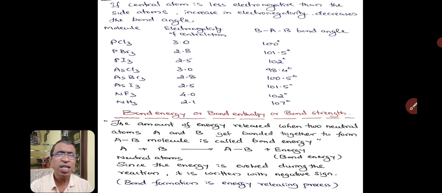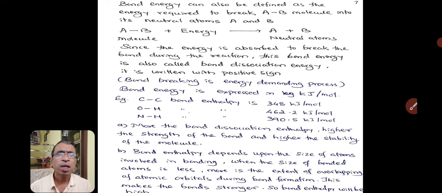Since the energy is evolved during the reaction, it is written with negative sign. That's what I said, bond formation is an energy releasing process. Bond energy can also be defined as the energy required to break the AB molecule into its neutral atoms A and B. The above equation can be given in a reverse way.